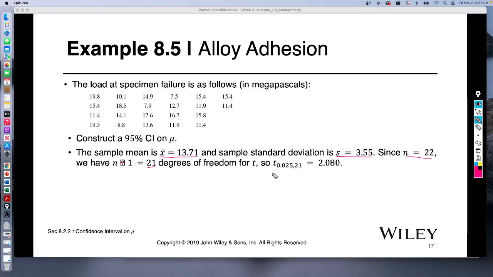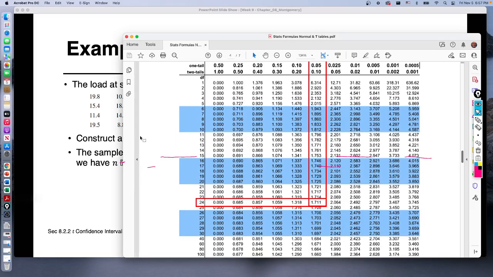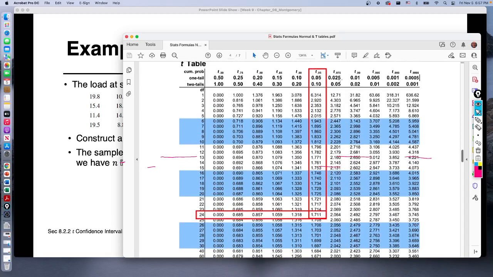So they looked this up in the table, and we get 2.080. And so we come back to our table. We're looking up 21 degrees of freedom. We want a 95% confidence interval, two-sided, right? So that's 0.025 in each tail. We look at the 0.025, 95%, two-sided column, and we come down to 21 degrees of freedom.